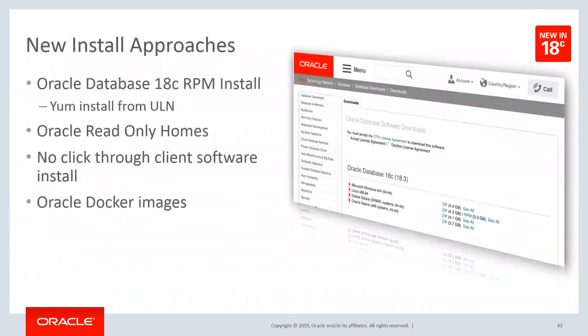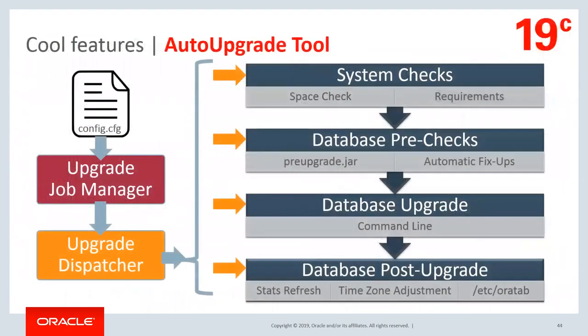Just to be sure, before we finish off, there are some new install approaches. We have native RPMs, for example, starting with Oracle 18C. You can just say yum install Oracle 18C. Oracle read-only homes, there's no client software click-through anymore if you want to install the Oracle Instant Client. And Oracle has Docker images that you can just deploy and download from our environments.